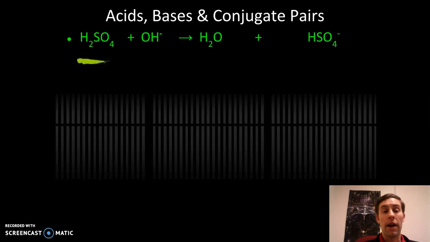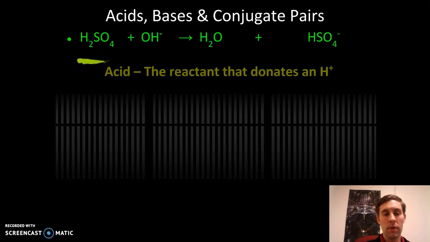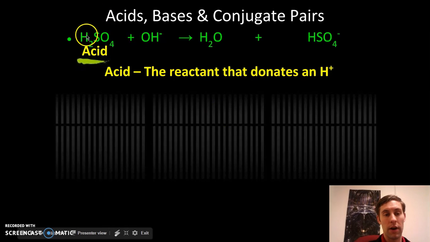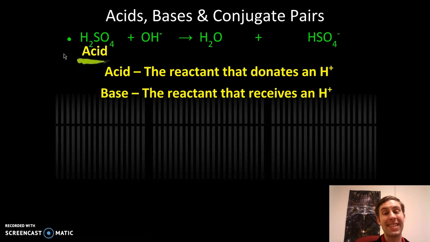Alright, last thing, we'll look at acids, bases, and their conjugate pairs. So conjugate is kind of like what you talk about in a foreign language, how to conjugate a verb, how to change it. So an acid is the reactant that donates the H+. We said it usually has an H in front of it 99.99% of the time. We'll see in a minute that it's the one donating the H. The base is the reactant that receives the H+, and often has an OH in it.